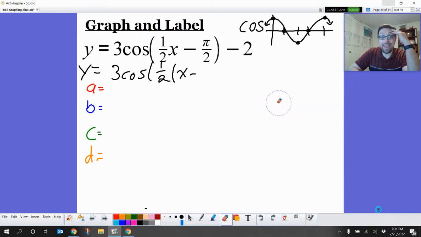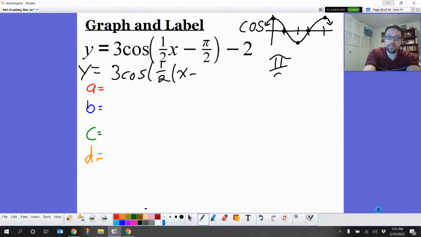Since we divided 1/2 x by 1/2 to factor it out, we also have to divide x pi over 2 by 1/2. So pi over 2 divided by 1/2 is the same as multiplying by 2. Dividing by half is the same as multiplying by 2. That'll cancel those 2's, so we'll just have a pi over 1, or just a pi. Think about what would happen if you distribute that 1/2 in. You get pi over 2.